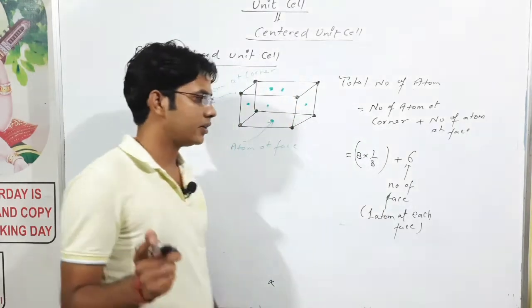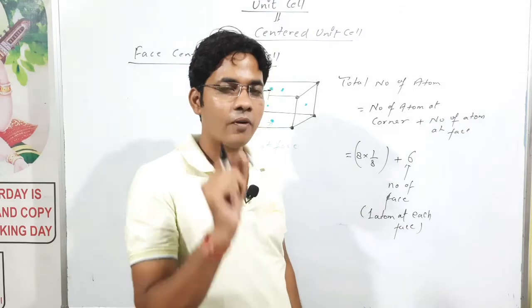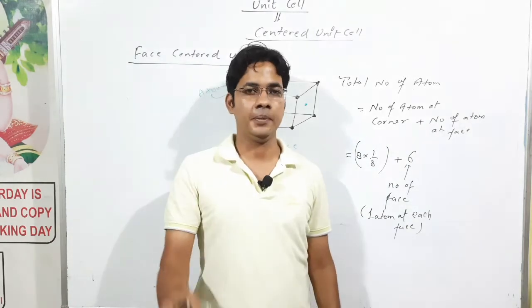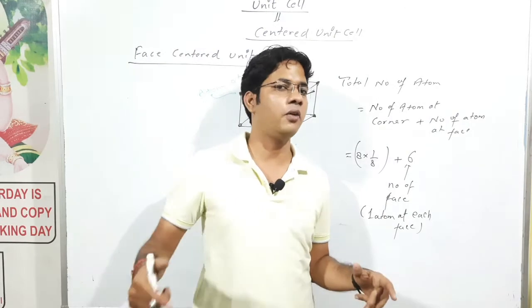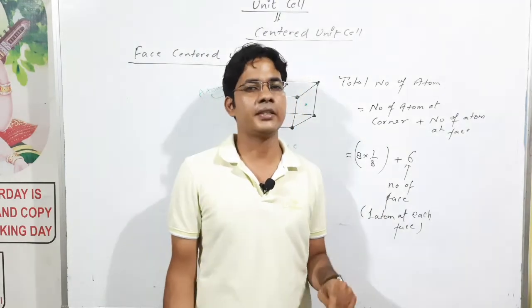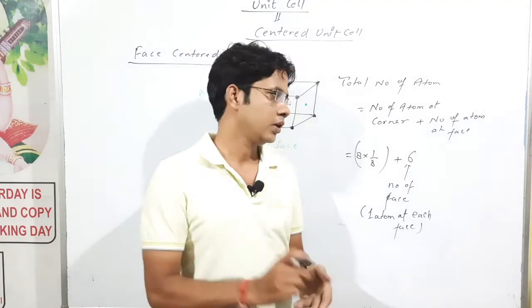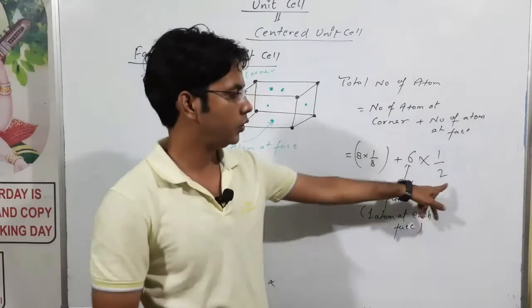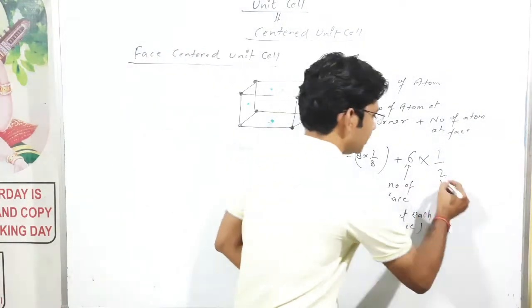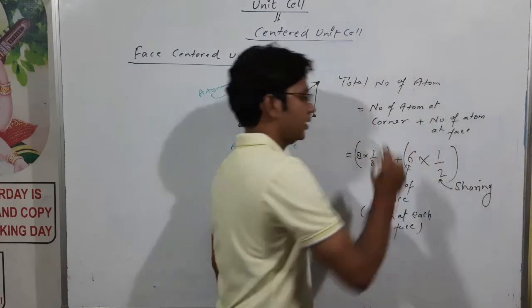I am focusing here because there are 6 atoms. Now, one atom at each wall. Assume you break the wall of your room, then how many rooms will you disturb? You will disturb 2 rooms. One wall belongs to 2 rooms. So each atom at the face is shared between 2 unit cells. This is the sharing for the face.